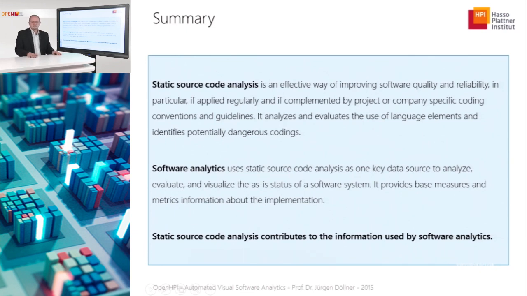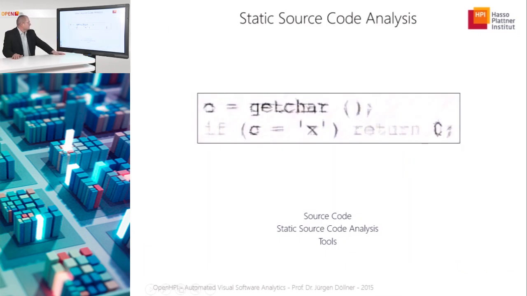This is up to other parts of this course, when we will have a look at how complex information about the as-is status of a software system is actually visualized and analyzed. Static source code analysis contributes to the information used by software analytics. So it's one of the big bases where we take information about software systems. This concludes this part.